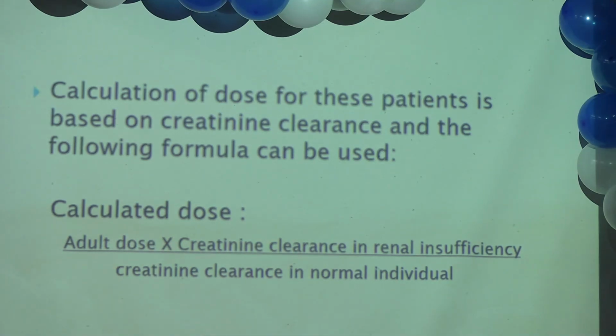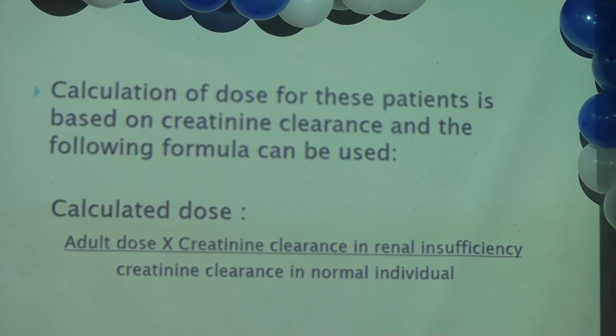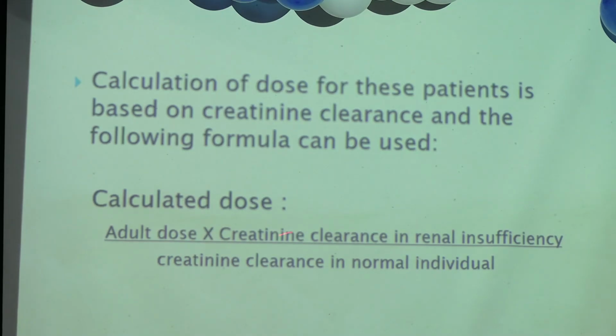So here the dose will be adult dose multiplied by creatinine clearance in renal insufficiency for that patient, divided by creatinine clearance in a normal individual. So you have to divide it by the creatinine clearance of the normal individual. Suppose this creatinine clearance is not known to you, there is one more formula, with which we will calculate.